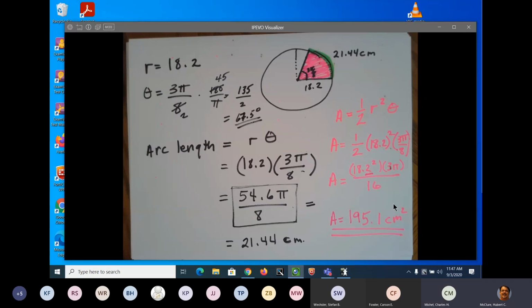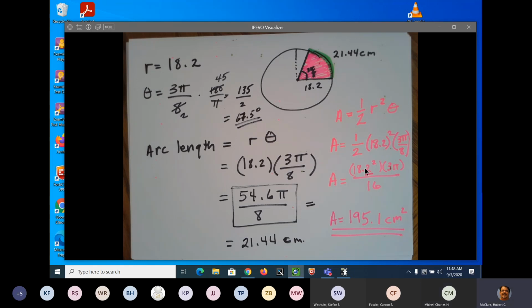Did you not have to distribute the 1/2 to the 18.2 squared? Can't do that. Well, I did. I mean, 2 times 8. You can move this around all the way you want to. You can take that 18.2 squared, multiply it by the 3, and divide by the 16. You can take that 1/2 and multiply 18.2 and divide it by 2, and then multiply that by 3 pi. All this is multiplication, so it doesn't matter how you do it.